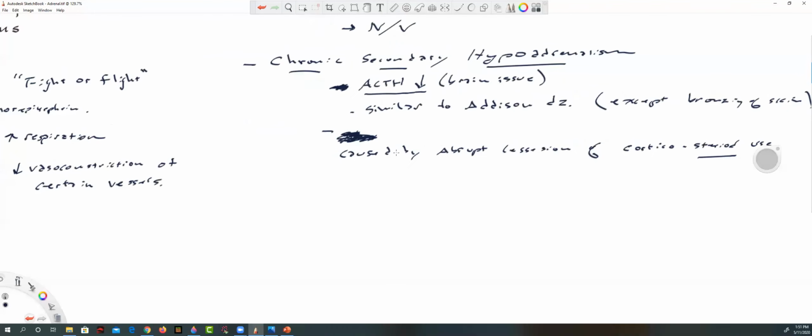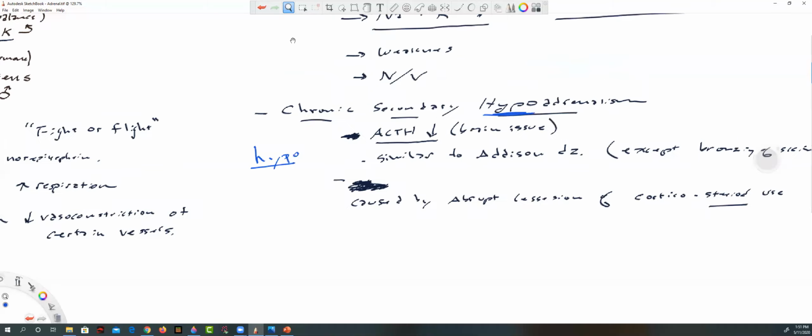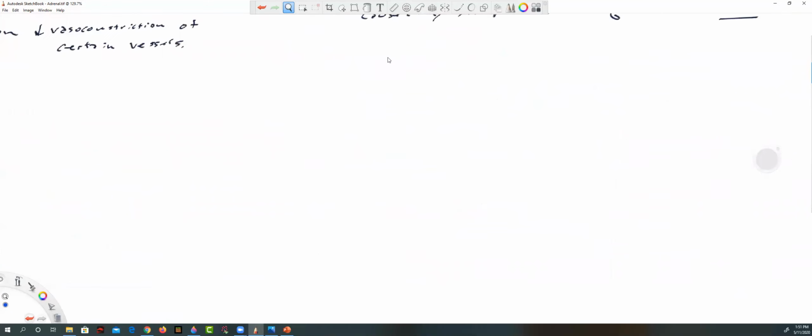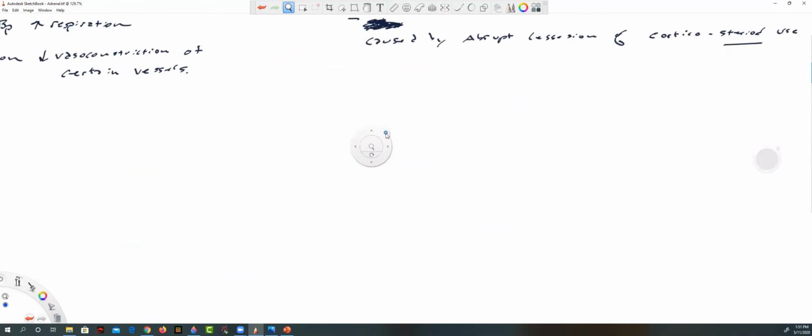Okay, so both of these, by the way, let's do a different color here. Let's do a nice blue. This was chronic secondary. It was hypo, so I'm just going to write that over here. Hypo. Hypo. Addison's disease was hypo. And the next one we talk about, though, is hyperactive.